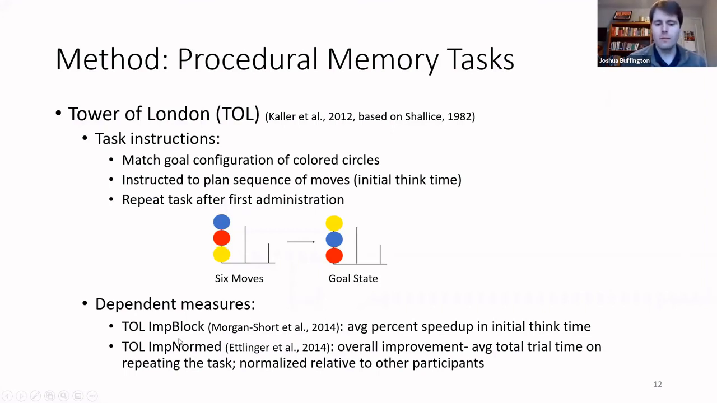The first one, TOL imp block, was a measure of improvement in initial think time from the beginning to the end of a block. So it was a % speed up measure in planning time. The second measure, TOL imp normed, was a measure of overall improvement. This measure included the average total trial time on the second administration of the task that was standardized across participants.